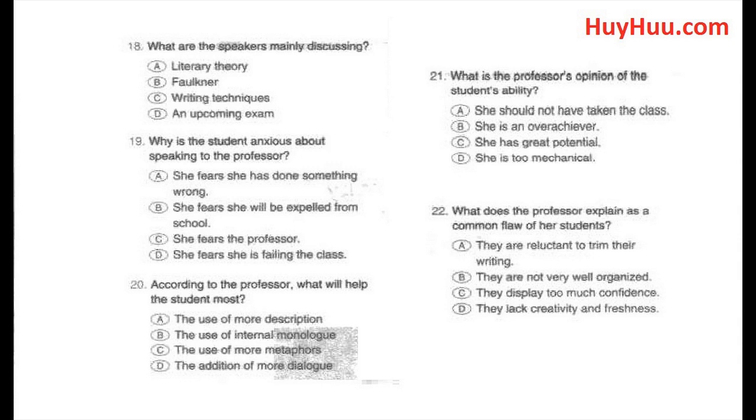18. What are the speakers mainly discussing? 19. Why is the student anxious about speaking to the professor? 20. According to the professor, what will help the student the most? 21. What is the professor's opinion of the student's ability? 22. What does the professor explain as a common flaw of her students?